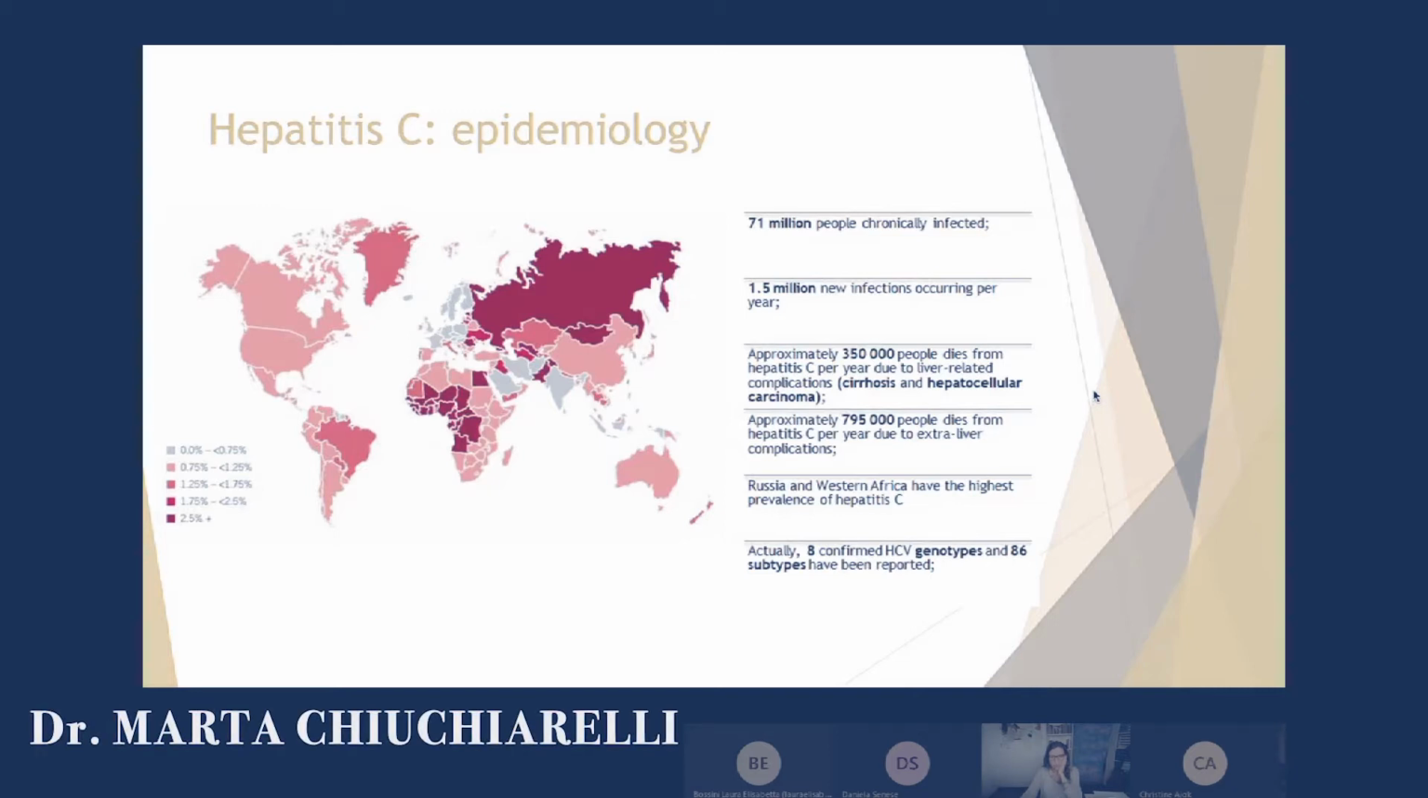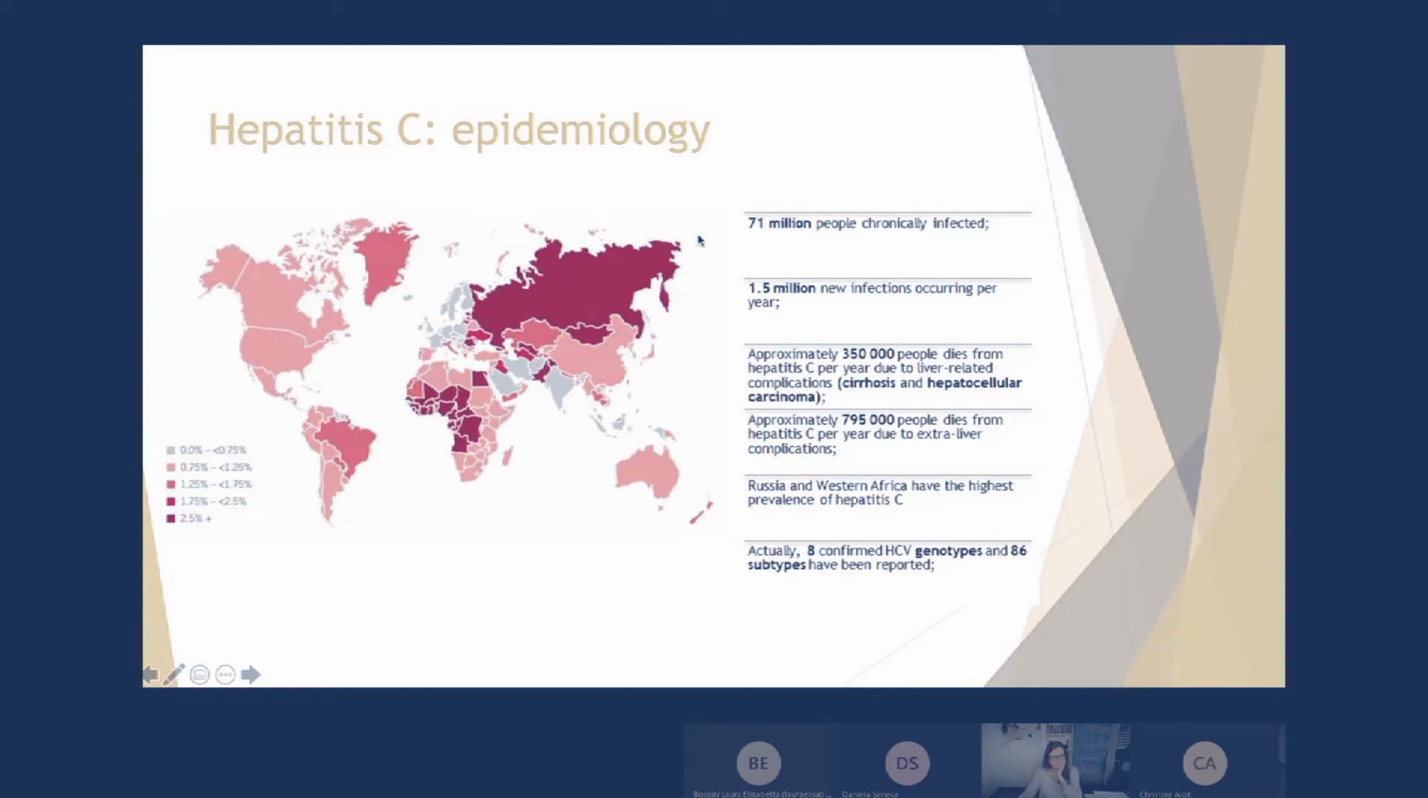So what we have to say about hepatitis C is that it pretty much has the same structure as hepatitis B. We will start by talking about how hepatitis C affects the world. There are almost 71 million people infected chronically with hepatitis C.